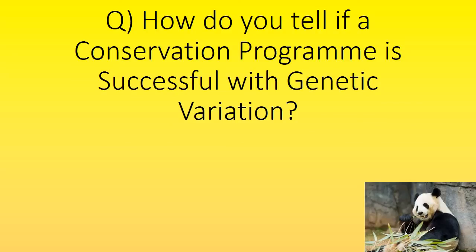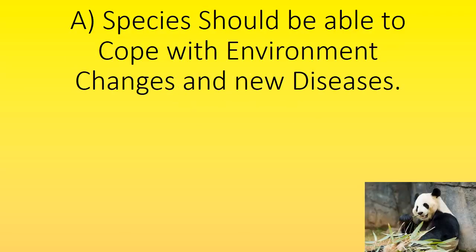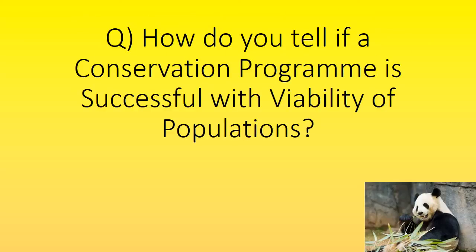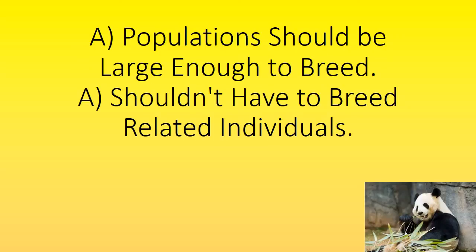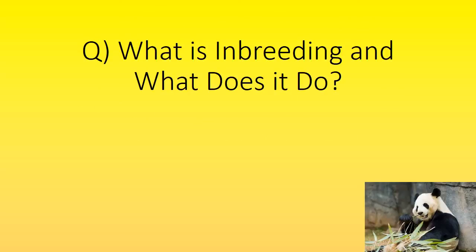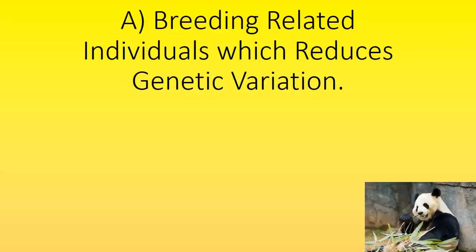How do you tell if a conservation program is successful with genetic variation? Species should be able to cope with environmental changes and new diseases. With viability of populations? Populations should be large enough to breed, and shouldn't have to breed related individuals. What is inbreeding and what does it do? Breeding related individuals, which reduces genetic variation.